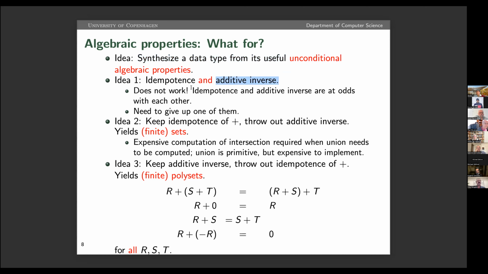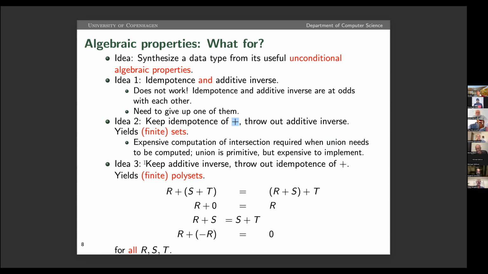Well, it doesn't work. Idempotence and additive inverse, as we've seen, are totally at odds with each other, so we can't have both unconditionally. The second thing is, let's keep idempotence and throw out additive inverse. Well, then basic subtraction is broken. And that's what the finite sets are that we get. But then the computation of intersection is required when we actually use it, because that gives us union, when the union needs to be computed. So the primitive operation on these sets is actually expensive to implement.